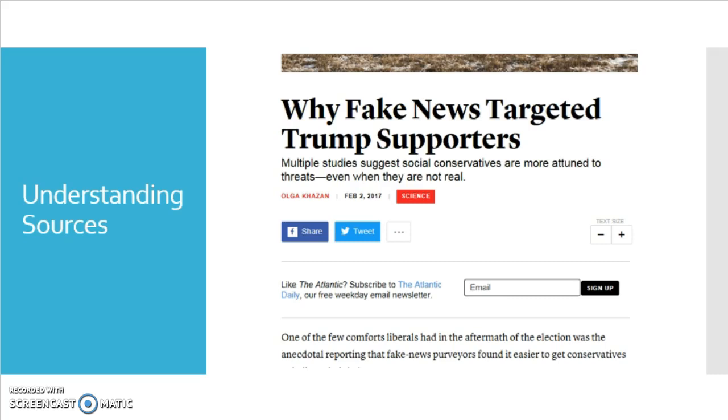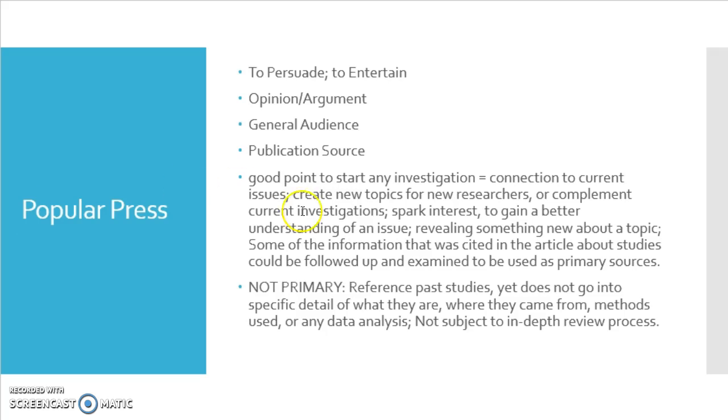Everyone accurately recognized this source as a popular source, utilizing good information like the source, who it's written for, and the purpose of the article itself to determine that difference. So the question is, would you use it in a research paper? I think the answer is yes, but only in certain places. A source like this could be really great as a starting point to an investigation. It could help you see connections to current issues or the significance of the topic. It might spark a new idea for you.